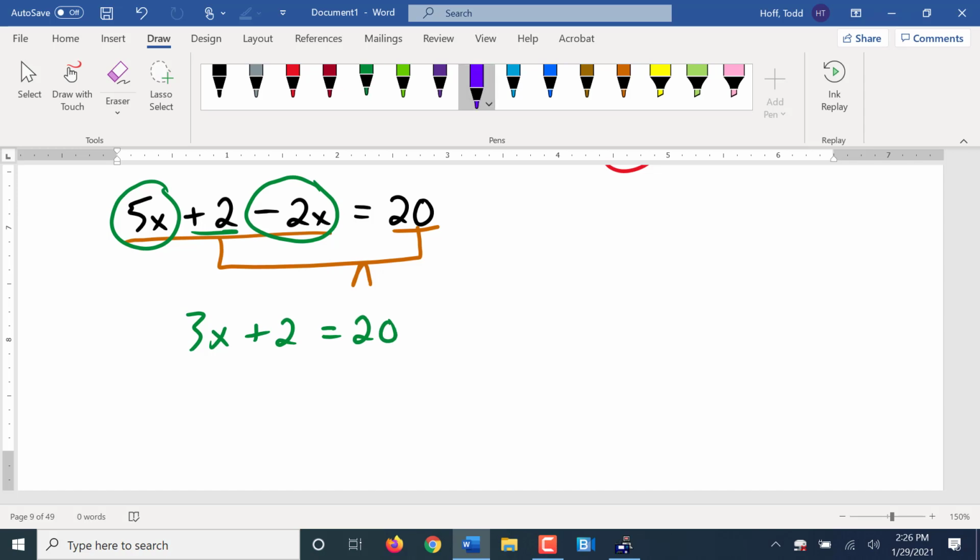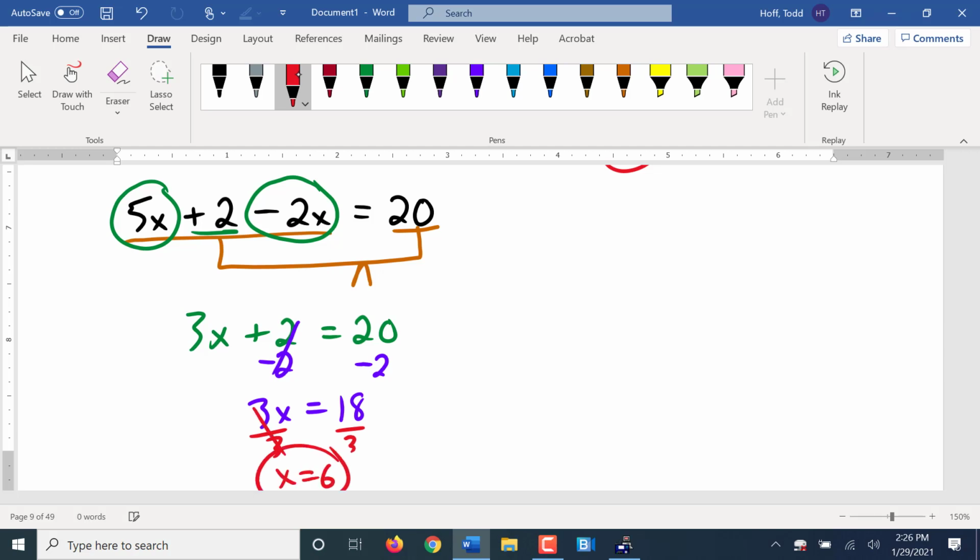Now to take that apart, we would subtract the 2. Yeah, I know what you meant. 3x equals 18, and then divide by 3 to get x equals 6. And again, we can still double check that.